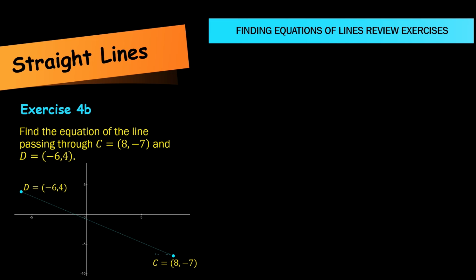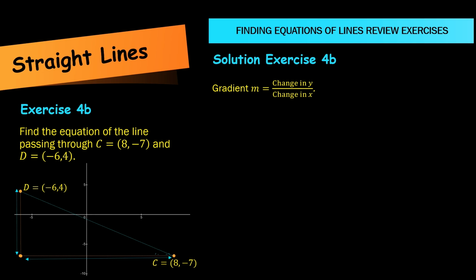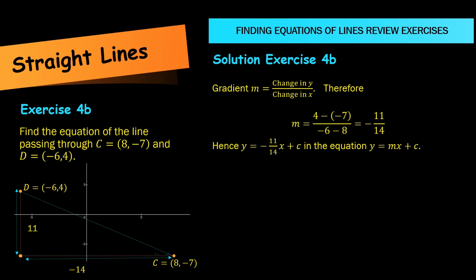The gradient m equals change in y over change in x. Change in y is 4 minus 7. And change in x is minus 6 minus 8. This equals 11 over minus 14. Hence, the equation of the line so far is y equals minus 11 over 14x plus c.